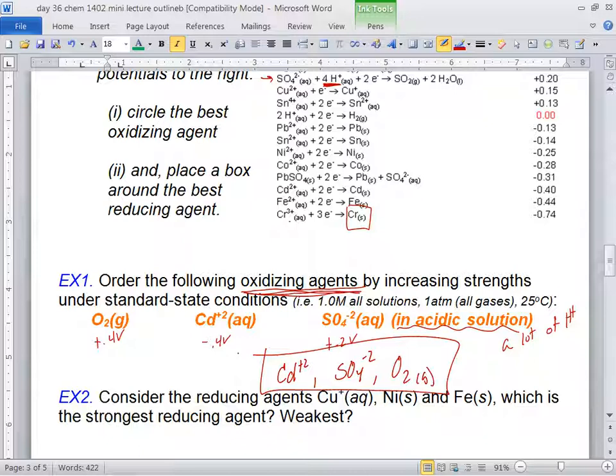Okay. Consider the reducing agents. Now these compounds are supposed to be thought of as reducing agents. Which is the strongest one? Which is the weakest one? Write down their E0 numbers. That's the easiest thing to do, I think, next to each one.